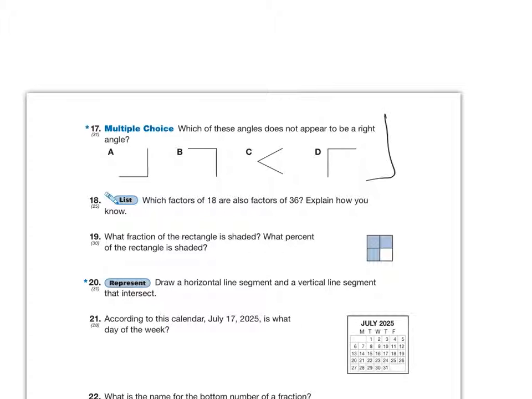It's too bad we skipped this one here. I'm just going to point it out. Which one of these is not a right angle? Remember, a right angle is exactly 90 degrees, like the corner of a book. It's pretty good, just a reminder there.